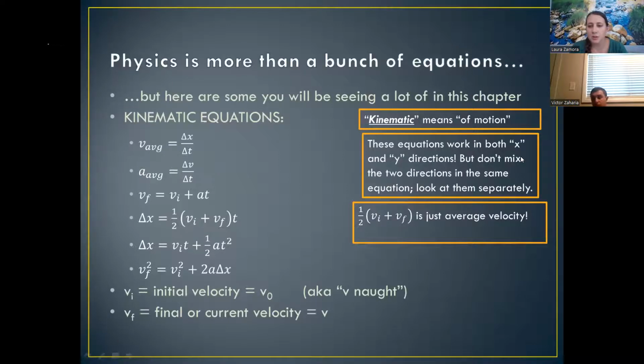So there's a question in the chat. What does v squared f and v squared i stand for? I'm assuming that you're talking about this last equation. And this is just the final velocity squared equals initial velocity squared plus 2 times acceleration times our change in position.